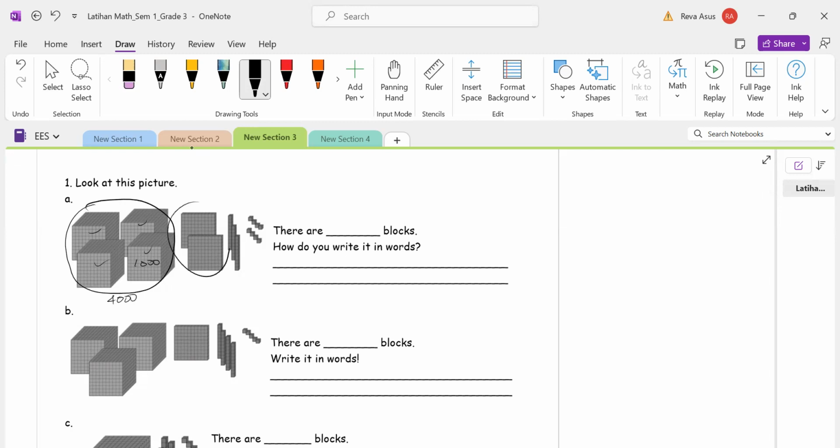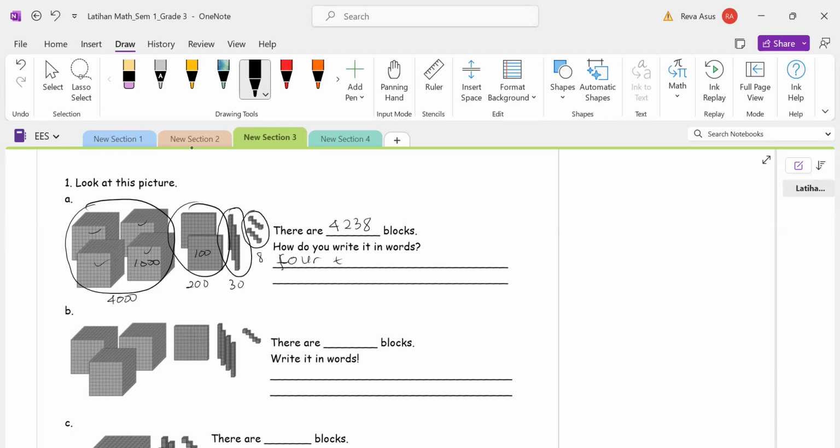And let's see the flats. In one flat, it has 100 blocks. So if it is two flats, it would be 200 blocks. And then next we have 3 roads. In one road, it has 10 blocks, because there are 3 roads, so it has 30 blocks. And the last one, we have 8 blocks. So there are 4,238 blocks. How do you write it in words?